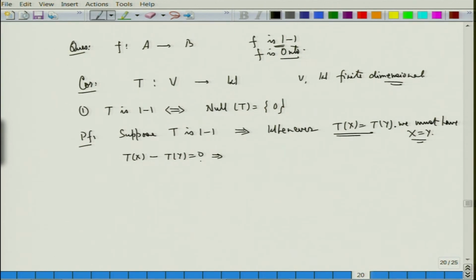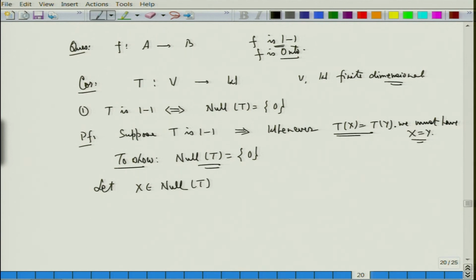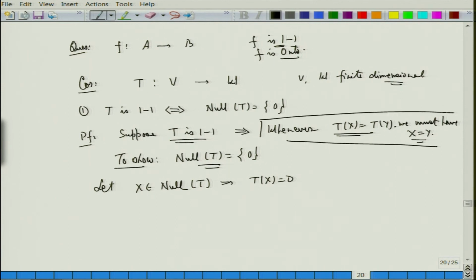So this is what it is. I have to show that the null space of T, or the kernel of T, is the 0 vector. I have to show this. All right. So let x belong to the null space of T. This implies T of x is 0. That's the definition. So I am assuming that T is 1, 1. So this is what the definition of 1, 1 means, that whenever Tx is equal to T of y, we must have x is equal to y.